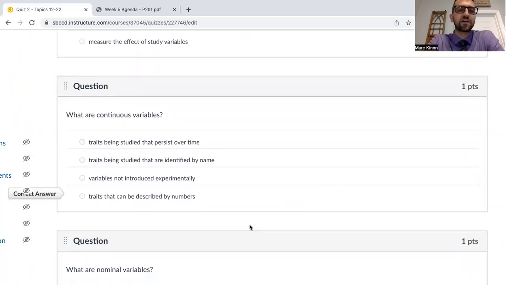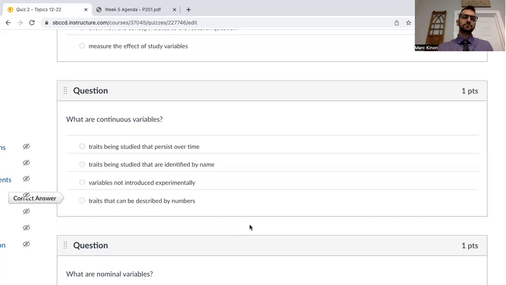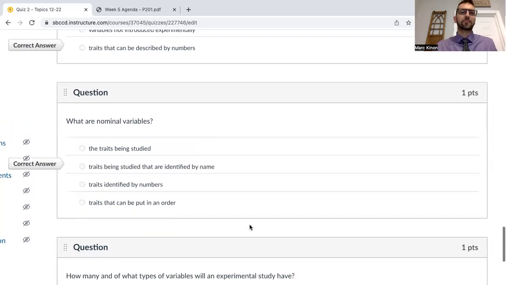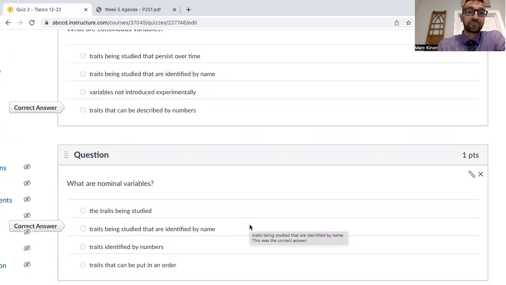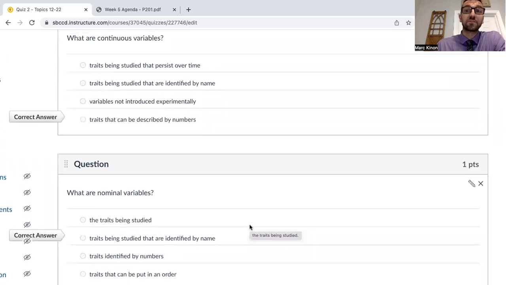What are continuous variables? Traits that can be described by numbers. That's fine, we'll leave that there. What are nominal variables? Traits being studied that are identified by name. Okay, so we'll take these two questions together. Examples of nominal variables from personality and gay marriage attitudes would include gender.